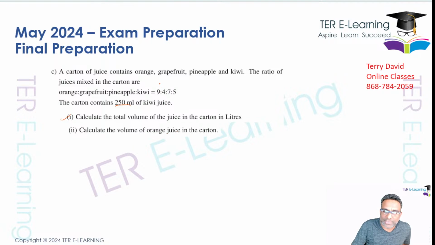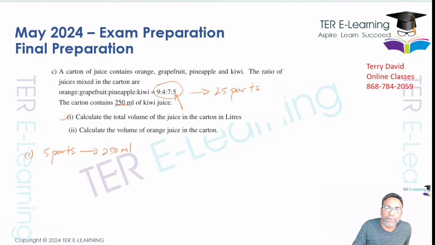Now, this is a ratio question. Whenever I give you a ratio, what you should do is first figure out how many parts we have here. In this case, we have 9 and 7 is 16, 16 and 4 is 20, and 5 makes 25 parts. You add up the numbers you see in the ratio, and that gives you the total number of equal parts. Now, we're looking at the kiwi juice, and it told us kiwi is 250 mLs. So which part of the ratio is the kiwi? The kiwi is this 5 here. So 5 parts of this juice is made up of kiwi, and we know it's 250 milliliters.